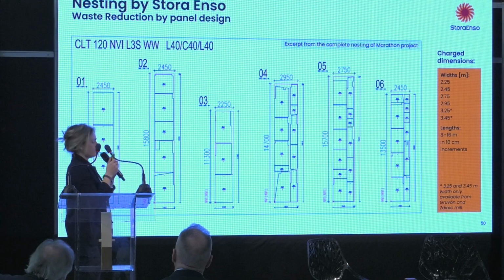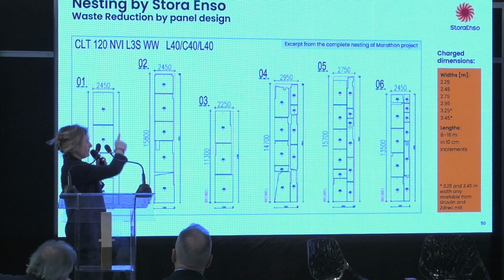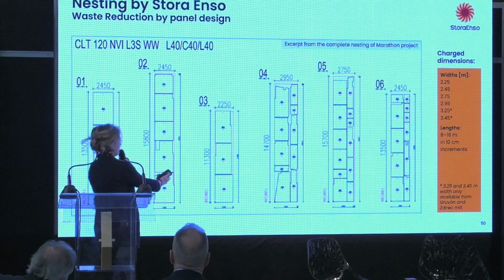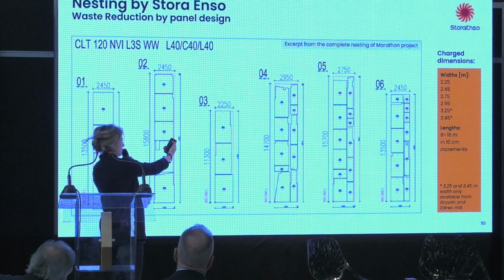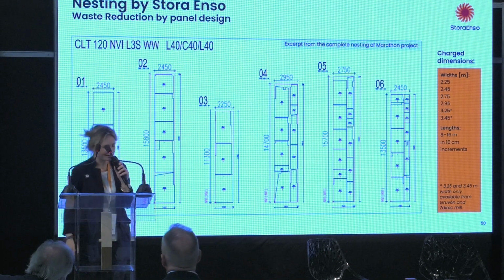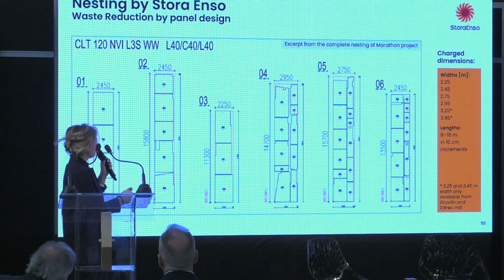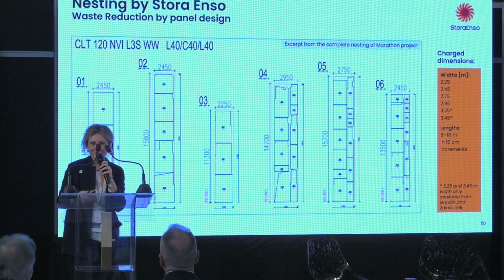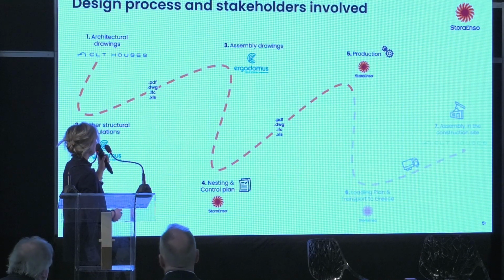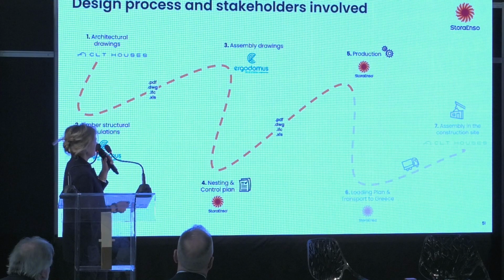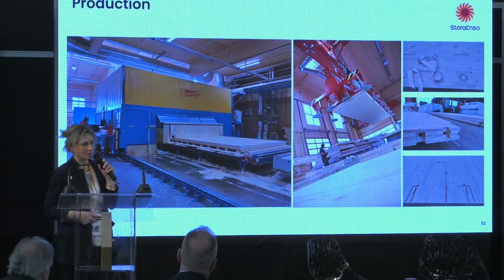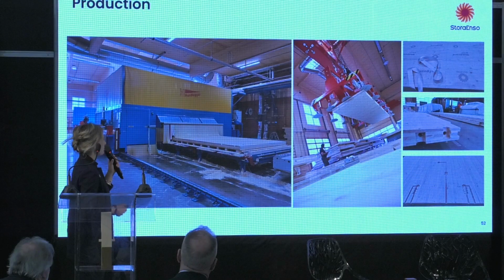We nest every element in the big master panel. The pink line means the limit of the master panel. You have to pay for all the master panel, so the better you nest them, the better. And then it's done. The production I already showed you before, what we can do.